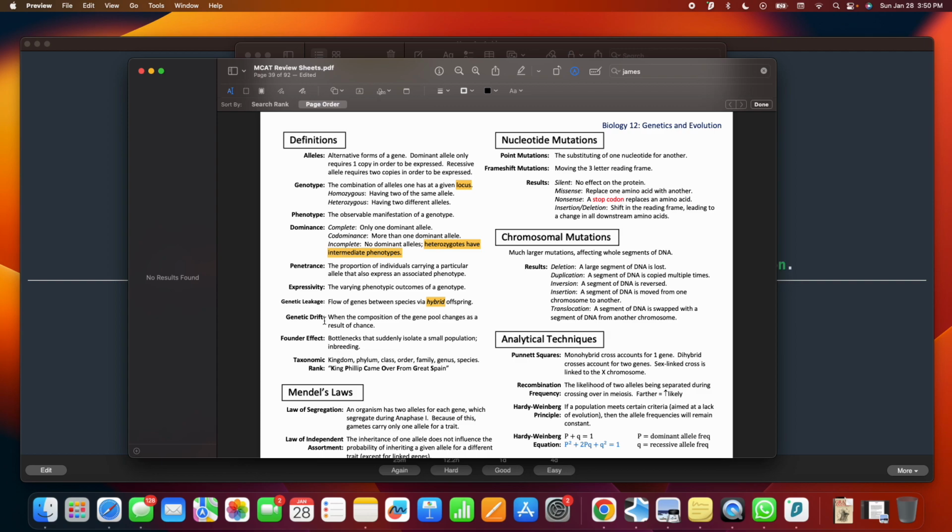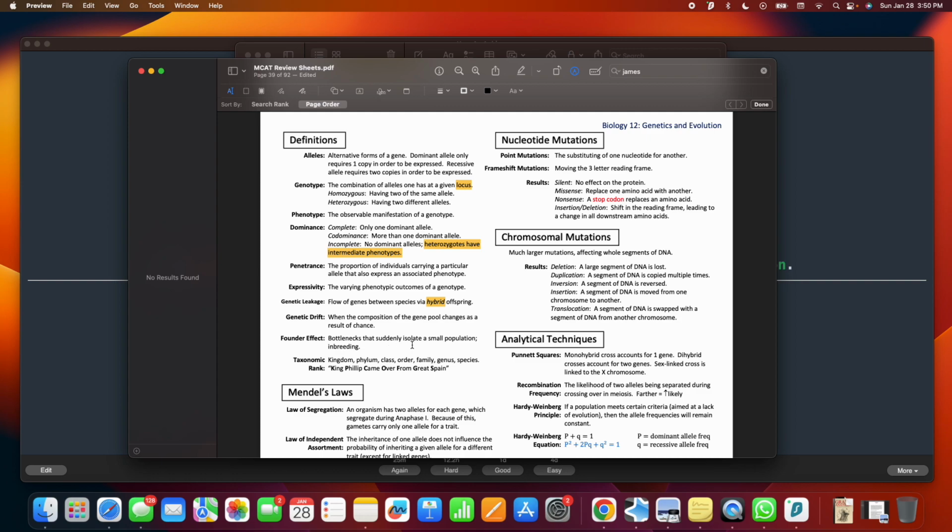Then we have genetic drift, which is when the composition of the gene pool changes as a result of chance. So all these genes you have, the composition of them changes as a result of chance. We will get the examples later, but just for now, drift is the result of chance changing the composition of the genetic pool. Then we have also the founder effect, which is bottlenecks that suddenly isolate a small population in breeding.